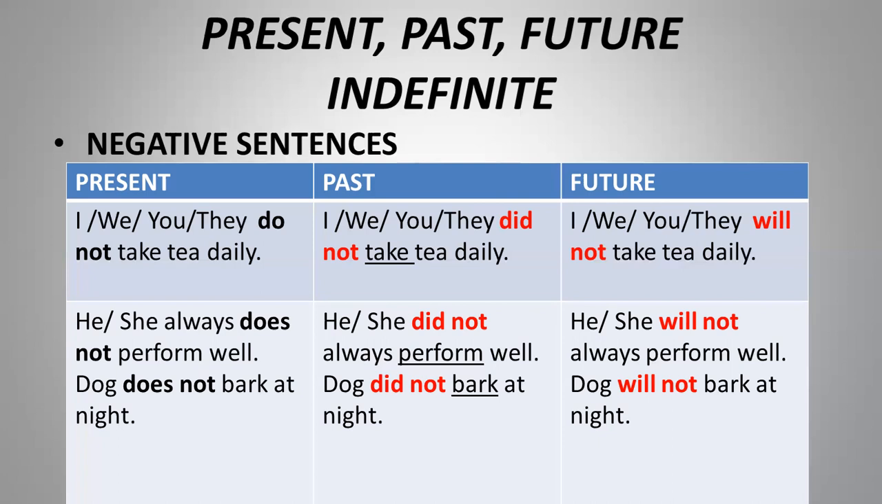When we move to future, it's even more easy. That is, with will, you have to use not. Helping verb is already there, will is already there, and just addition of not will make it a negative sentence. Same for third persons. He will not or she will not always perform well. Dog will not bark at night. So this is how you make negative sentences in indefinite.